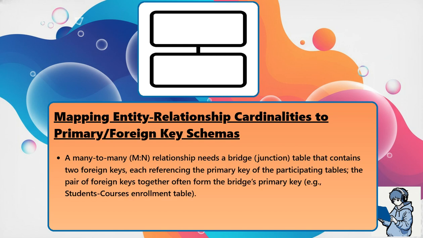A many-to-many, m:n relationship needs a bridge or junction table that contains two foreign keys, each referencing the primary key of the participating tables. The pair of foreign keys together often form the bridge's primary key, for example, a students-courses enrollment table. This mapping preserves the cardinalities shown in the ER diagram.